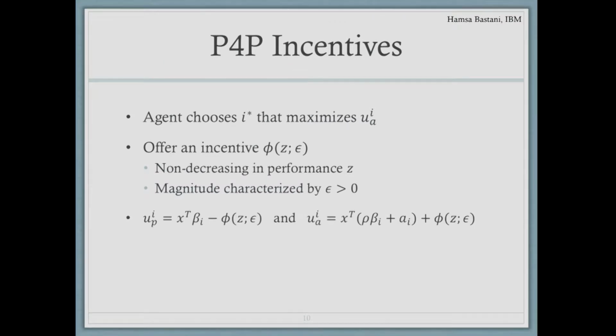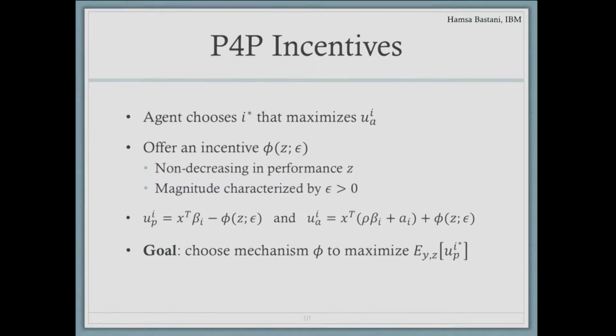So now we can modify the utility functions by taking what we had before and subtracting out the fee for the principal and adding the fee for the agent. Okay. So basically, this is just a transfer. Medicare is going to pay some amount to the physician to try to get them to do what is best for the insurer. And the goal is to choose a mechanism fee that maximizes the principal's expected utility. Okay. That's the model. Any concerns?